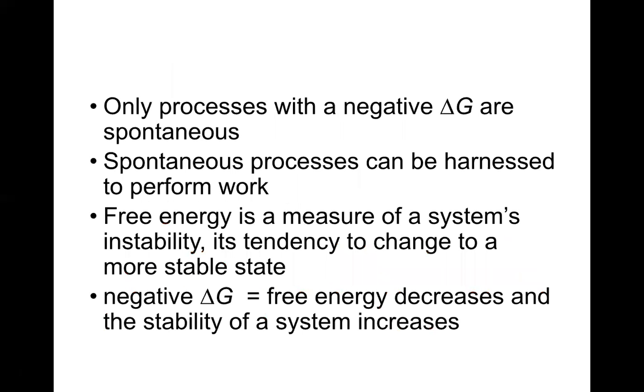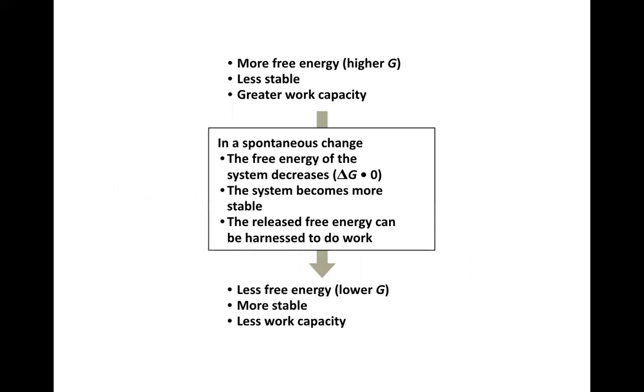Only processes with a negative delta G are spontaneous. Spontaneous processes can be harnessed to perform work. And free energy really is a measure of a system's instability, its tendency to change to a more stable state. Normally, a system that has a lot of free energy is an unstable system. It tends to want to go to a more stable state, from high free energy to low free energy. Therefore, delta G will be negative. When delta G is negative, the free energy decreases and the stability of the system increases.